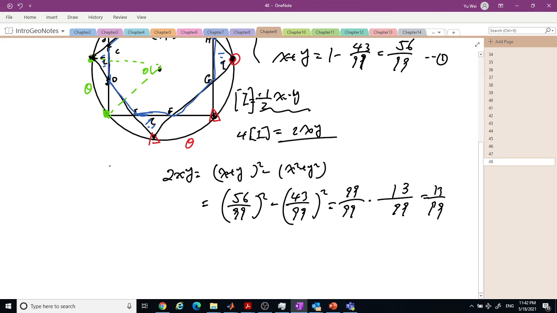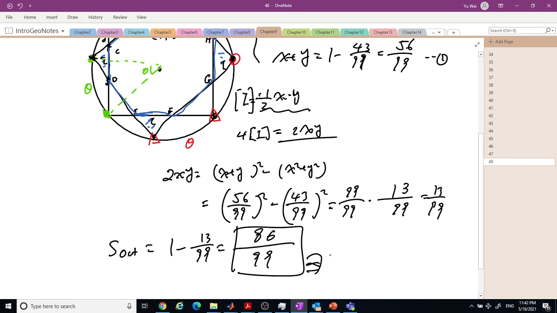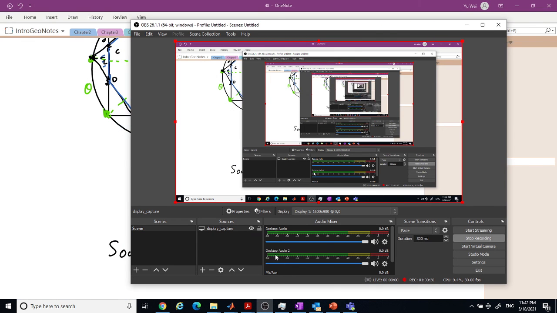And then the regular octagon will be 1 minus 13 over 99, that's 86 over 99. Okay, so that's it for the problem of this chapter. Thank you.